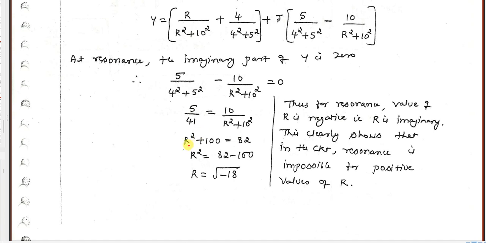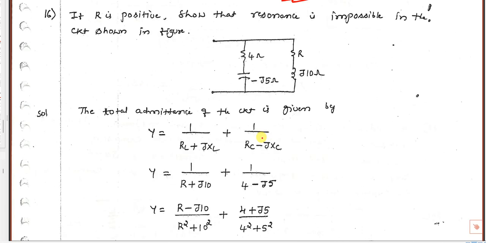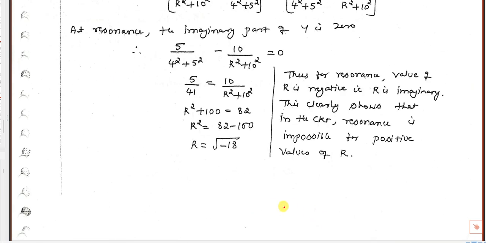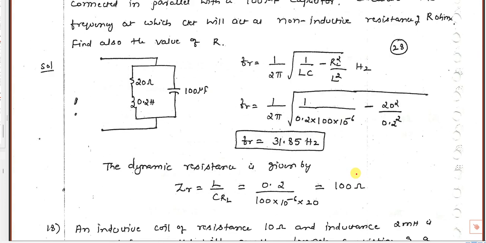You will get a quadratic equation: R square plus 100 is equal to 82 square. You will get R square is equal to 82 minus 100, so R is equal to root of minus 18. This indicates that for resonance the value of R is negative. But given that R is positive, it is impossible for the circuit to resonate. Because R value of minus 18 should be there, but if it is positive, it is impossible to have resonance.